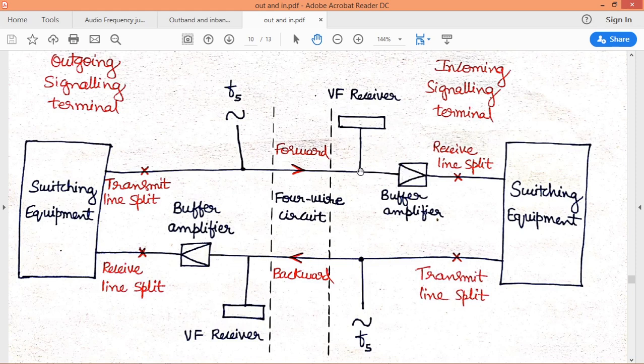If they reach the VF receiver, then the VF receiver may give some DC signal with respect to the operation of this switching equipment. Such things should be avoided. This VF receiver should provide a DC signal to the switching equipment if and only if it receives the control signal. So the separation of the VF receiver and the electromechanical switching equipment is taken care of with the help of the unity gain buffer amplifier.